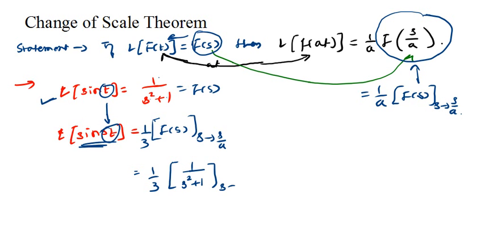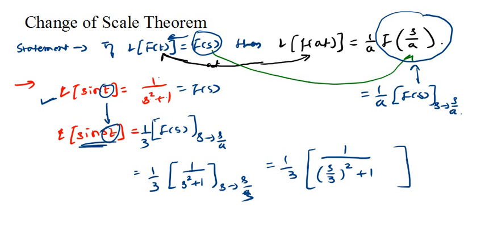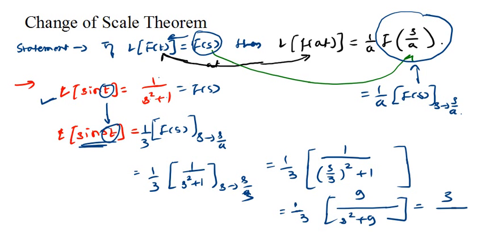And in this, replace s by s by a, but a is 3. So this will be 1 by 3 times 1 upon (s by 3) square plus 1. After solving this, you will see this as 9 upon s square plus 9, and finally 3 upon s square plus 9. That is our Laplace transform of sin 3t.